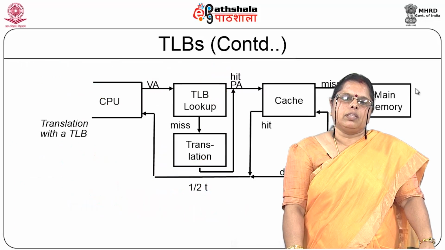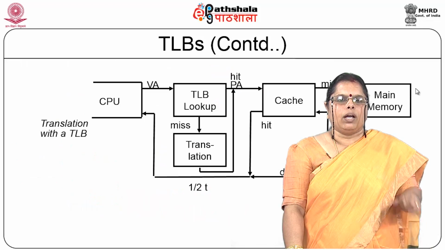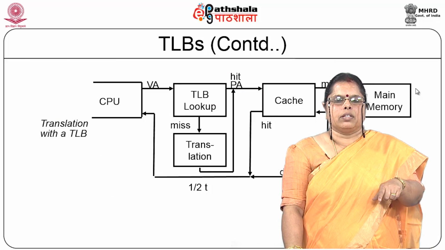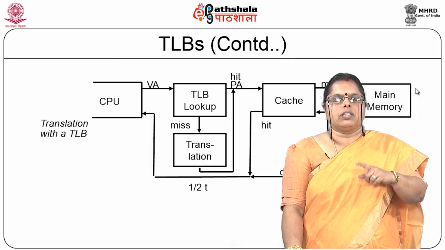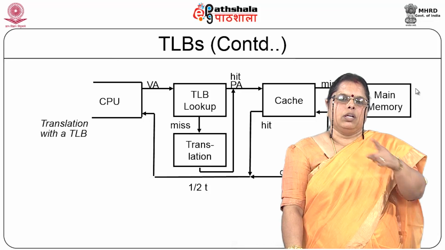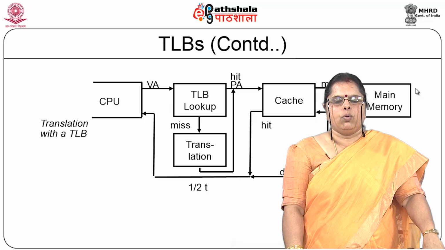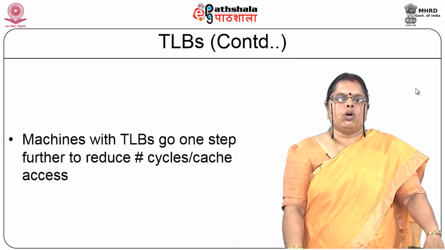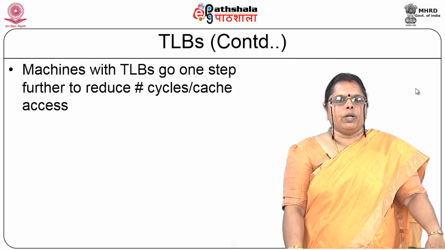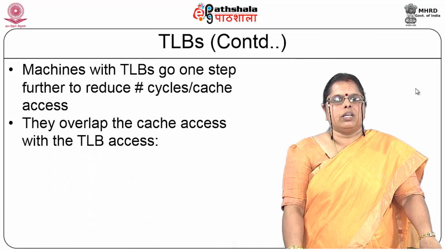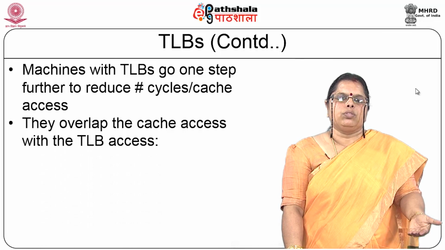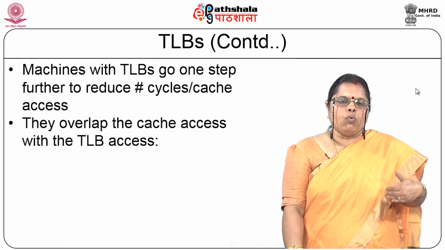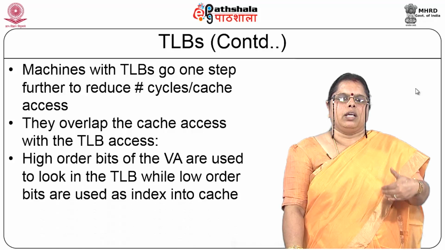What happens in the case of our cache is, you have the virtual address, you do a TLB lookup to get the translation, and only when the translation is done are you able to access the cache. This is the problem that we pointed out earlier, and these are the access times that have been indicated. In order to avoid that, machines with a TLB go one step further to reduce the number of cycles per cache access. They do it by overlapping the cache access with the TLB access.